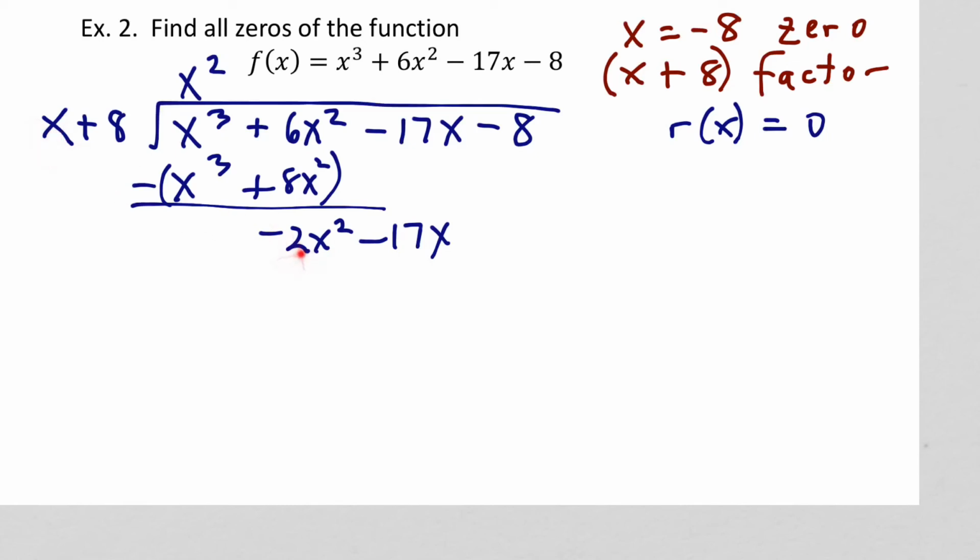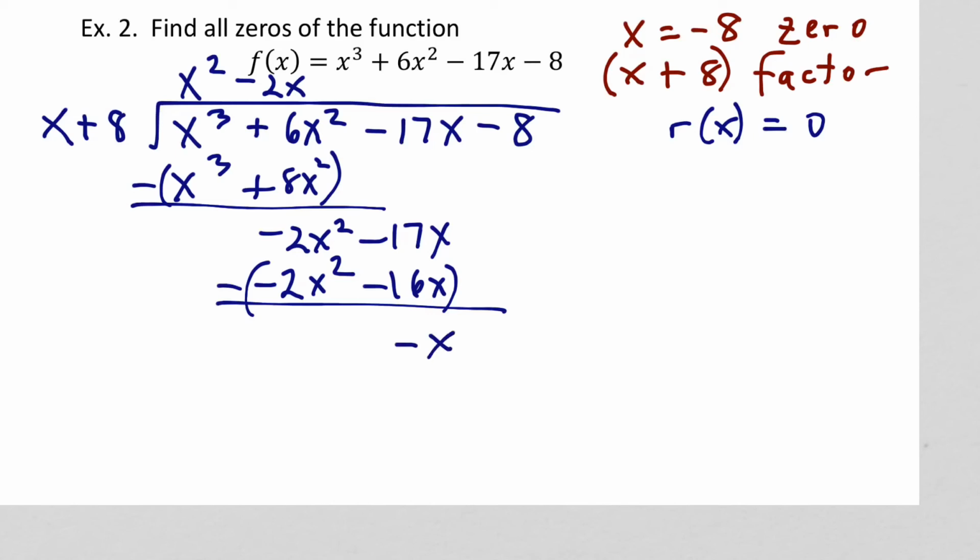What times x gives you negative 2x squared? That would be negative 2x. Negative 2x times x is negative 2x squared. Negative 2x times 8 is negative 16x. Now I subtract, and I get 0. Negative 17 plus 16 is negative 1x. And I bring down, then I divide again.